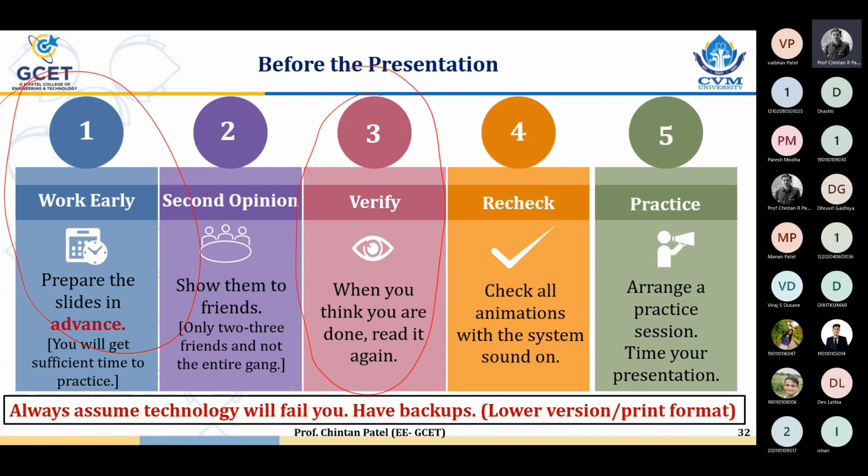Always, this is a very important point, always assume technology will fail you. So have backups. What is the meaning of backups? A lower version of PPT. This is not the case nowadays because Microsoft 365 is available. But many times the projector is not working. Then what to do? You must have a PDF or print format with you so that whenever the projector is not working, you can present your work from that readily available printout. So have backups. Take the PPT in 2 or 3 pen drives because many times one pen drive does not work. In that case, you can use a second or third pen drive, or put your presentation in your email or drive so that you can download it whenever required. So this is called backup.